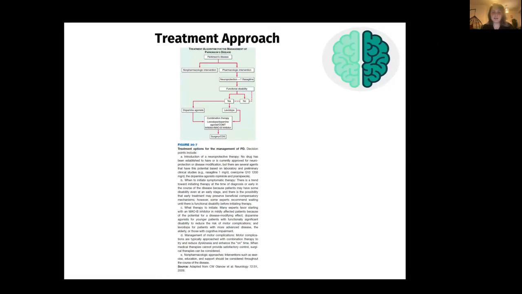Important to mention that rasagiline in some studies was found to have a neuroprotective effect on the brain, and it's one of the medications that we use in Parkinson's disease management, not by itself, but in combination.